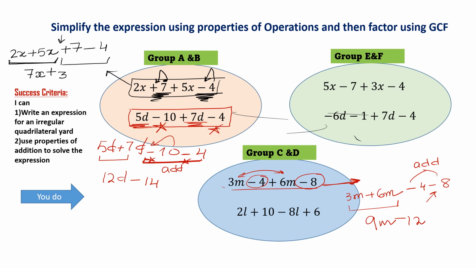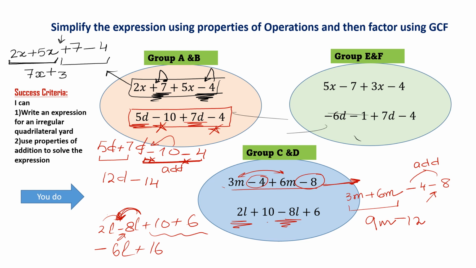Try one more. 12 plus 10 minus 8l plus 6. So I know 2l and 8l will be written together, and plus 10 and plus 6 will be written together. Now 2 minus 8. Of course, 2 minus 8 means I have to subtract. So 8 minus 2 gives me 6, but the bigger sign is with the 8. I always see the sign which is before. So it is negative 6m. 10 plus 6 gives me 16.